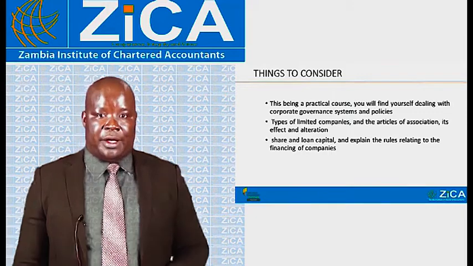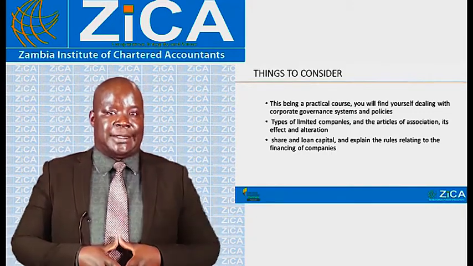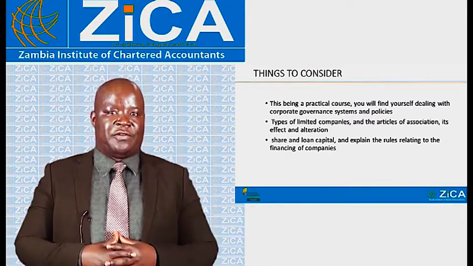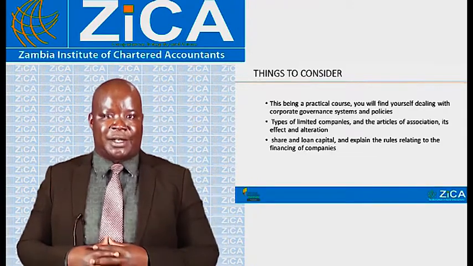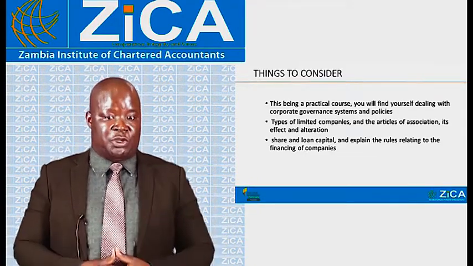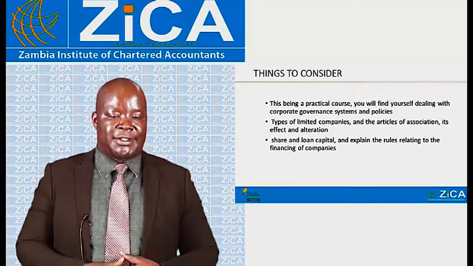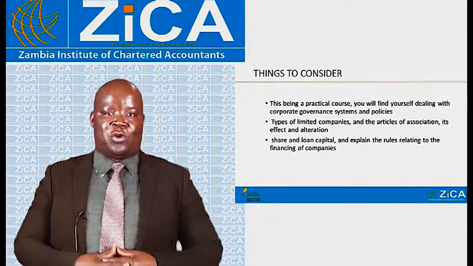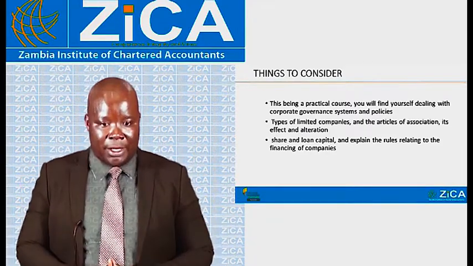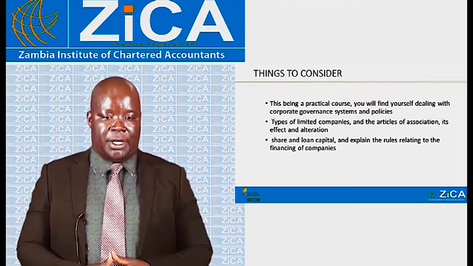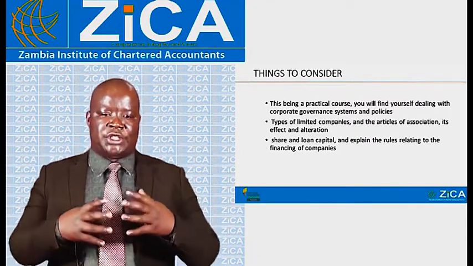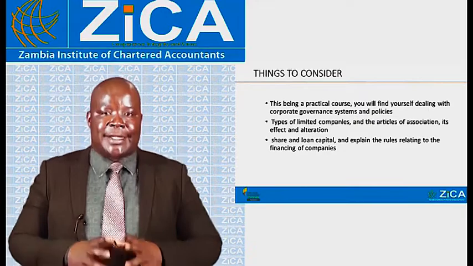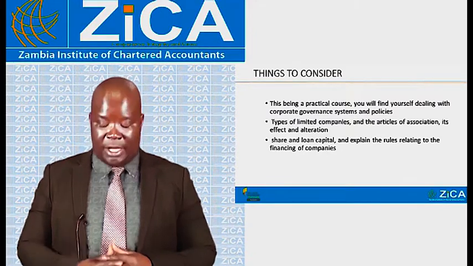What you're supposed to have at the back of your mind is that this is a practical course. And this being a practical course, you will find yourself dealing with corporate governance systems and policies, which you are supposed to address your mind to. We are supposed to understand the types of companies and also the constitutive documents, which include the articles of association and all the documents incidental to the formation of a company. You are also supposed to look at share capital and also issues of loan capital. In a nutshell, understand the financing of a company.